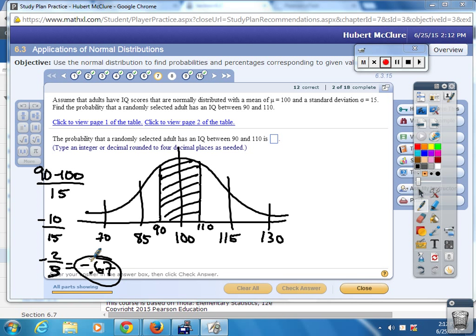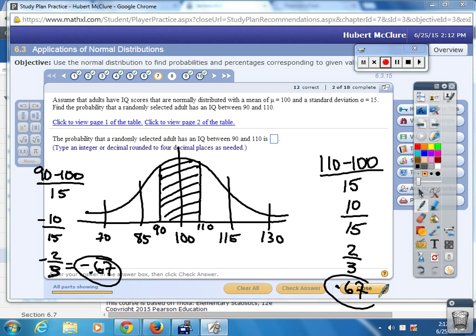Negative 0.67. And 0.67. So somebody tell me what the area is between negative 0.67 and 0.67. 0.4946.